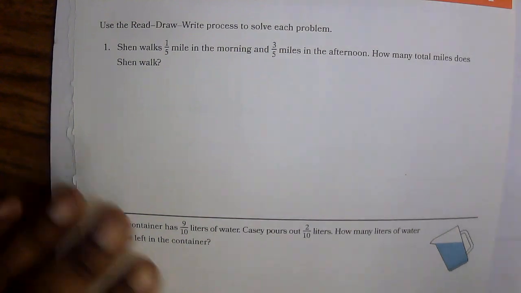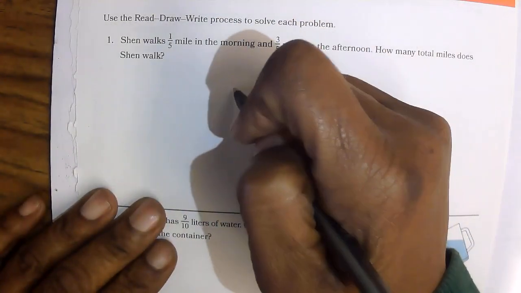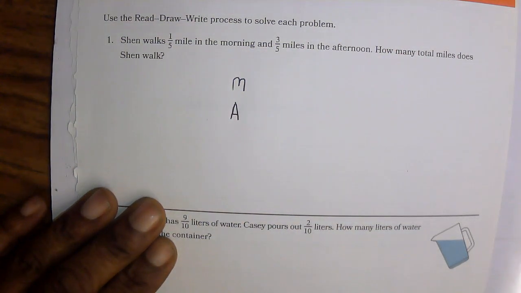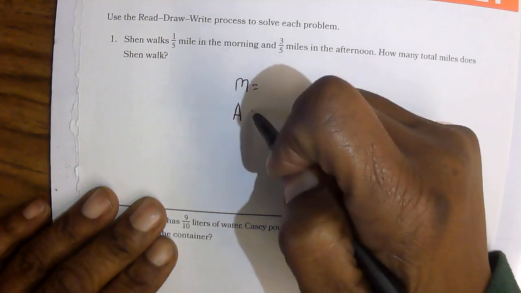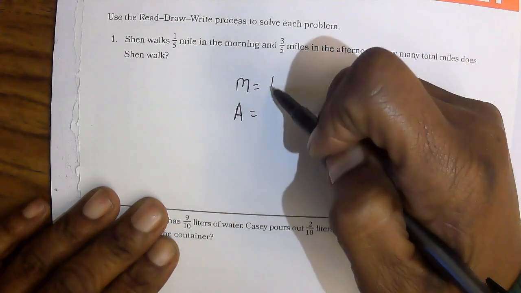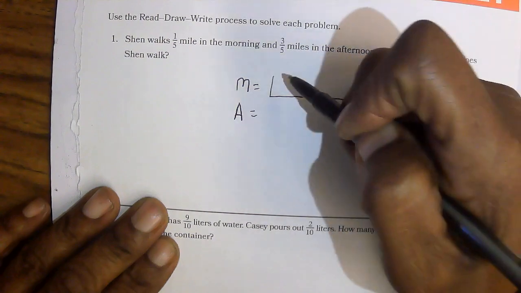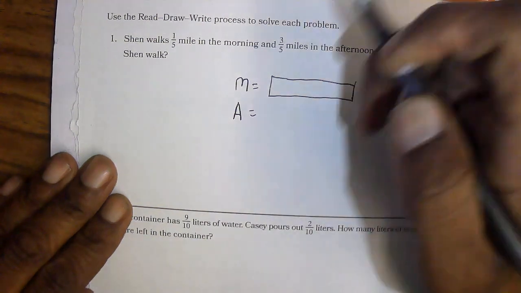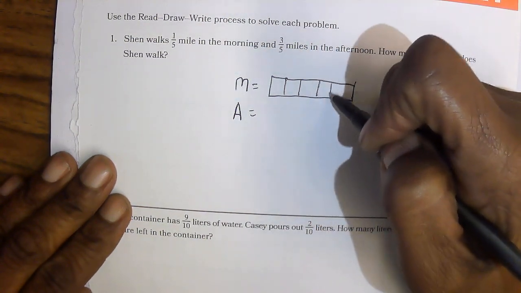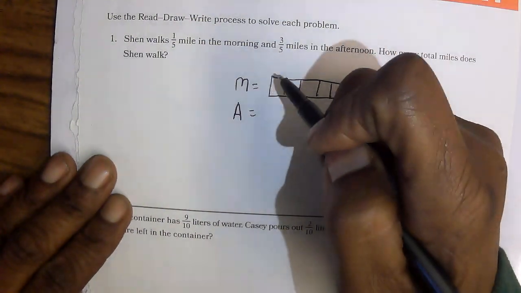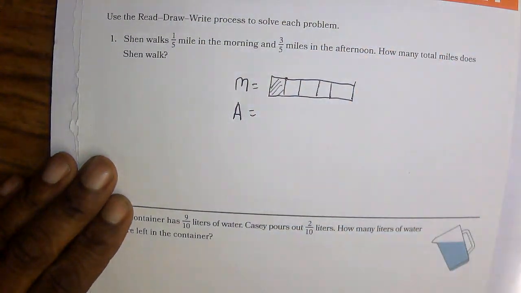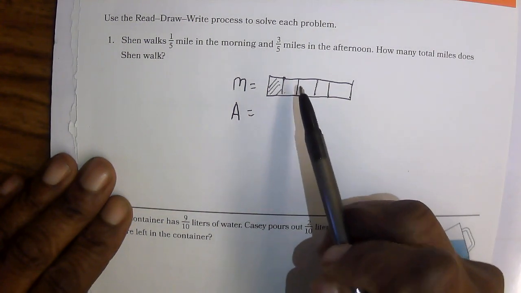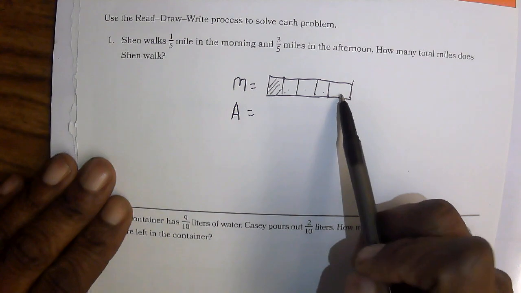So we know there are 2 different times that Sheehan walked. One was in the morning, and I'm going to put an M for morning and an A for afternoon. Okay? In the morning she jogged 1/5 mile. So I'm going to do my tape diagram, and I'm going to show 1/5 by doing 4 partitions: 1, 2, 3, 4, and that gave me 5 pieces. And to show 1/5, I'm just going to shade 1. So this is what Sheehan's morning should look like: 1/5, I did 4 partitions that gave me 5 pieces, and I shaded 1.